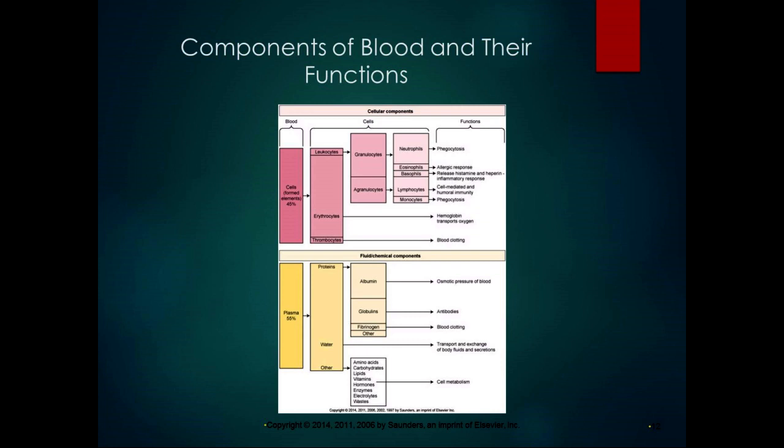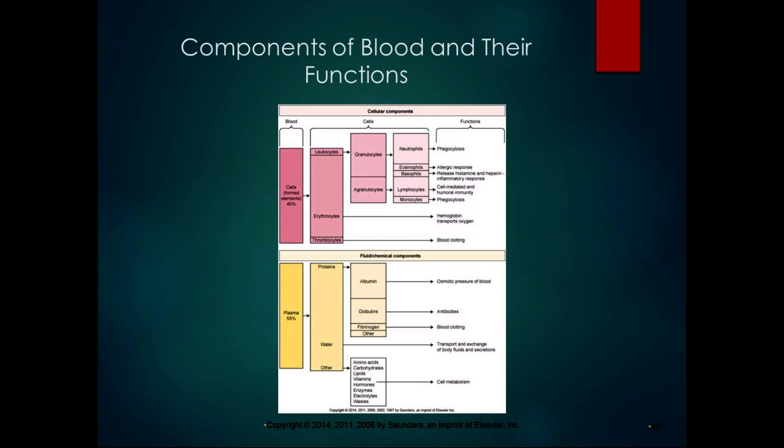So the fluid components of blood are not just there to give the cellular components a way to get around. They also have a lot of function. So as far as the cellular components go, the white blood cells act as phagocytes. They respond to an allergic response. They release histamines and heparin involved in inflammatory responses. They are involved in cell-mediated immunity and humoral immunity, the T and B lymphocytes. And the monocytes also turn into macrophages and perform phagocytosis when there's tissue damage. Erythrocytes, hemoglobin transports oxygen. That is their thing.